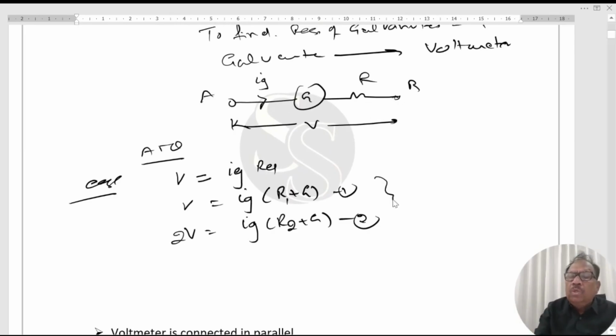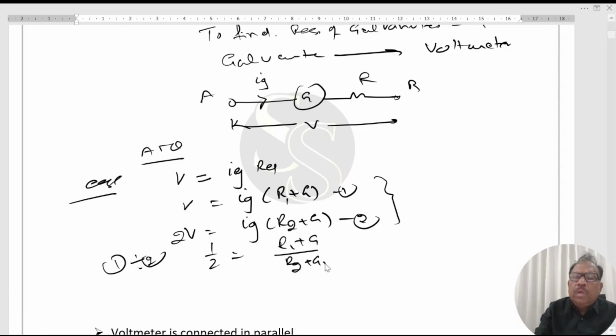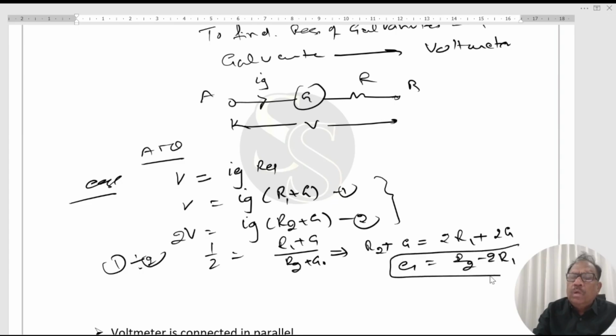Now these are two equations available. Dividing 1 by 2, we get 1 by 2 equal to R1 plus G over R2 plus G. On simplification, R2 plus G equal to twice R1 plus twice G. So G comes out to be R2 minus 2R1. R2 minus 2R1, that is the answer.